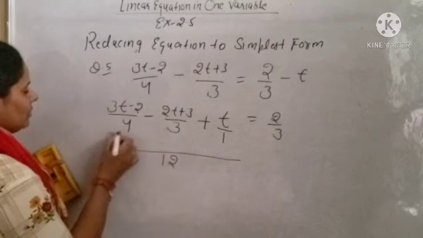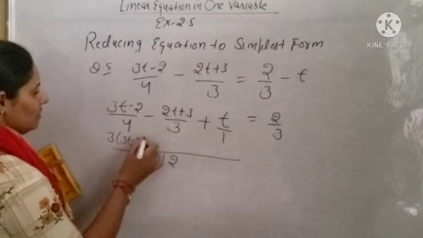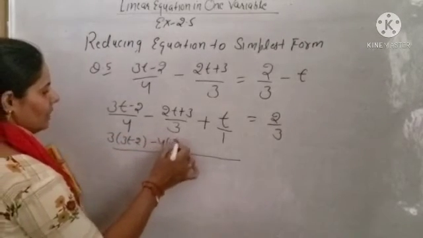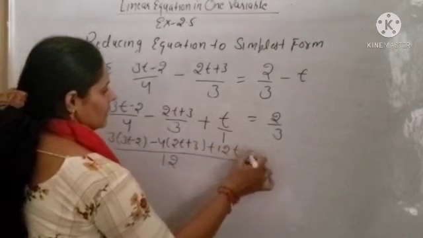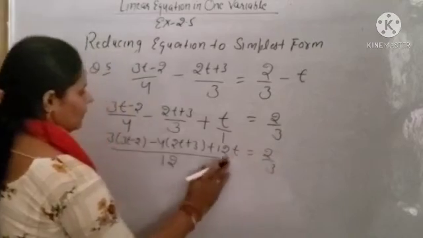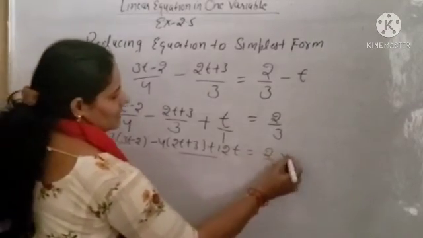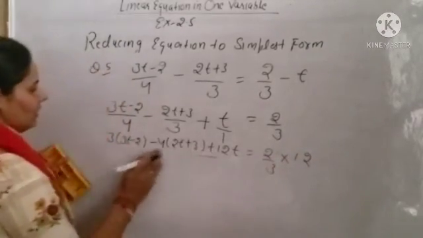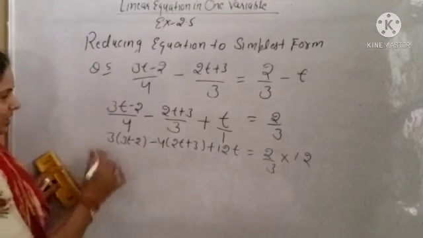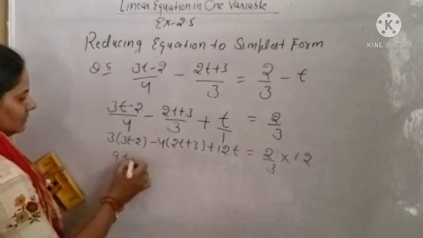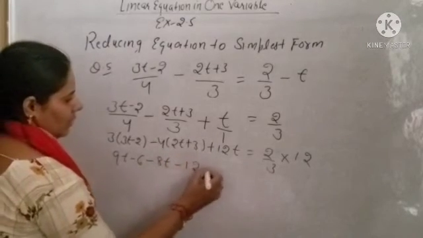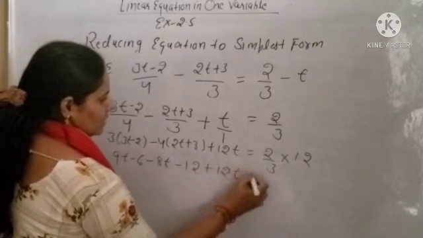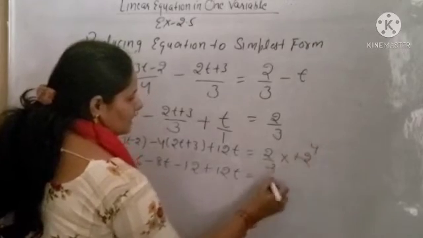4 3s are 12. So 3 into (3t minus 2) minus 3 4s are 12, so 4 into (2t plus 3) plus 12t is equal to 2 upon 3. Now 12 is in division, so it will come in multiplication. So solve the left hand side: 3 3s are 9 minus 6 minus 8t minus 12 plus 12t is equal to 3 4s are 12, so 2 4s are 8.